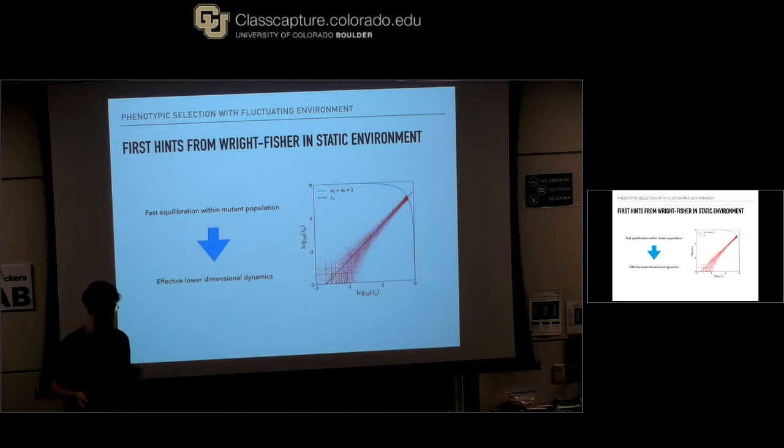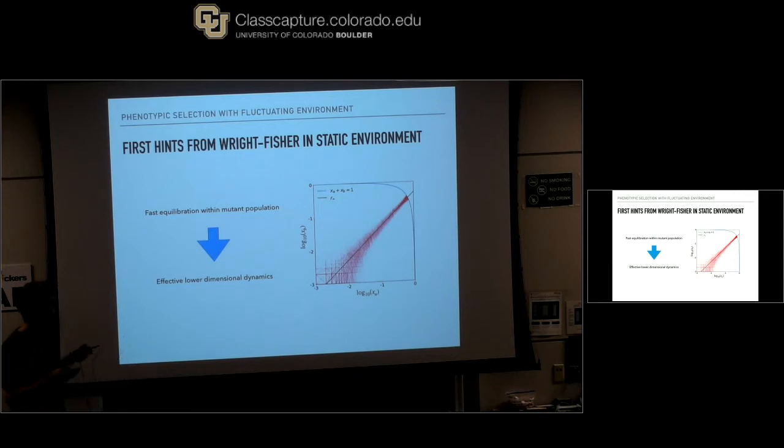What was really surprising to see is that the population is able to calibrate really quickly and it keeps the ratio constant. So we were thinking about whether we could use it as an effective lower dimensional dynamics and exploit it for a heuristic analysis that Alex is going to talk about.